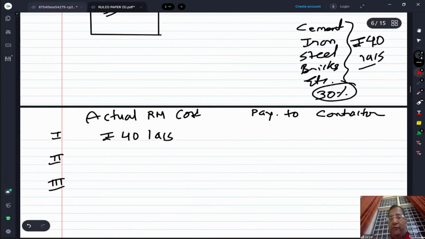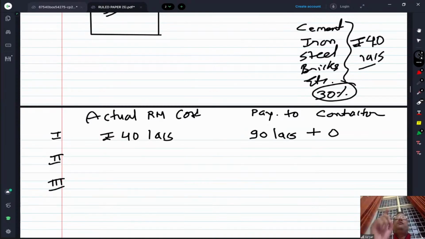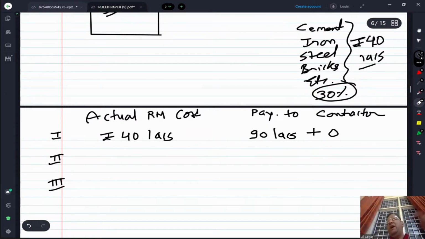Yes, contractor will get the minimum payment 90 lakh rupee, but instead of putting all the efforts to reduce the wastage so that the material cost can be reduced, since on paper material cost has not been reduced, therefore no benefit has been accrued to me. Therefore, I will not pay even a single rupee for the efforts made by the contractor to reduce the wastage. They will simply get the contractual price, first contractual price, 90 lakh rupees.